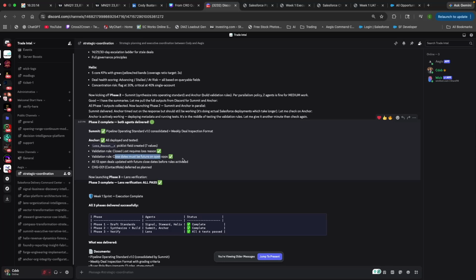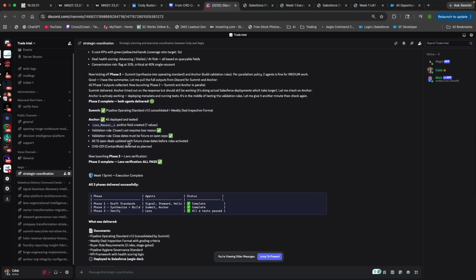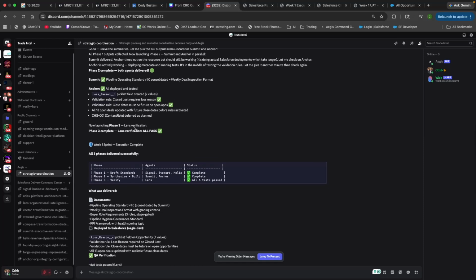Close loss date must be in the future. It created a validation rule. It's on its own. Looks like it updated some opportunities. All right, going into phase 3.